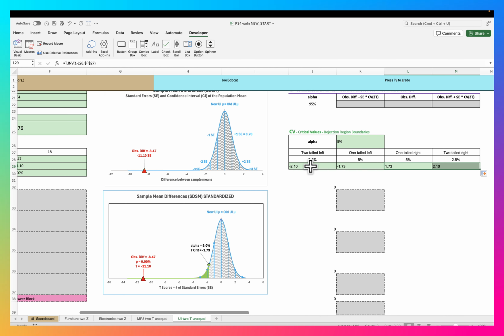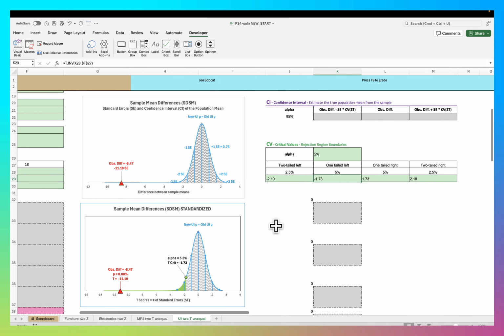Now, the number we're going to use, we're one tail left, so this is going to be our number, the negative 1.73. You can actually see it right there, the negative 1.73, but we are more extreme than that by a long shot, at negative 11. So that's why this is a reject the null.